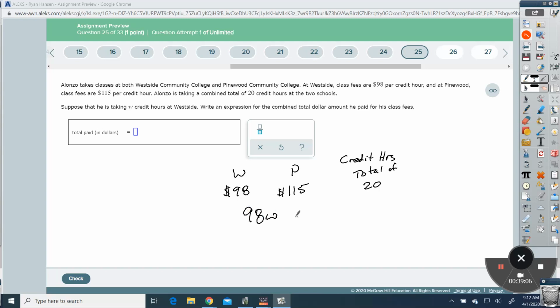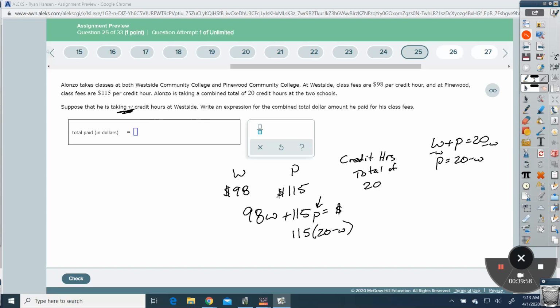So 98 times W plus 115 times P equals the total amount of dollars. Okay, so I know he's taking 20 credit hours. So I know that W plus P has to equal 20. So if I solve this for P, P would equal, I'd minus the W over from each side, 20 minus W. Okay, so now I could replace this P with 20 minus W, so I'd have 115 times 20 minus W. So now I have the amount total in terms of W.